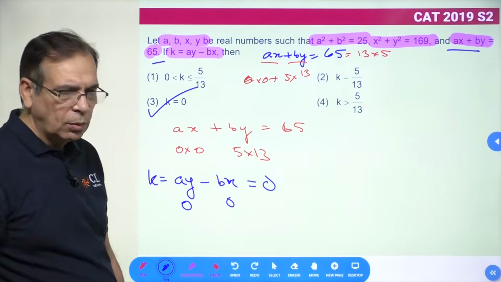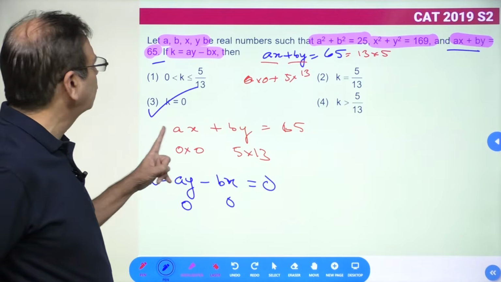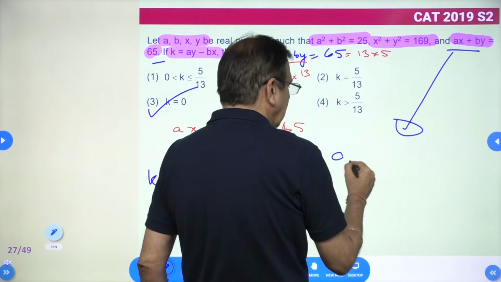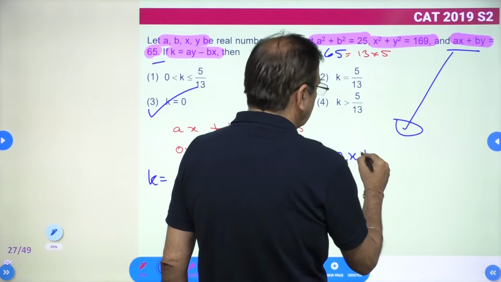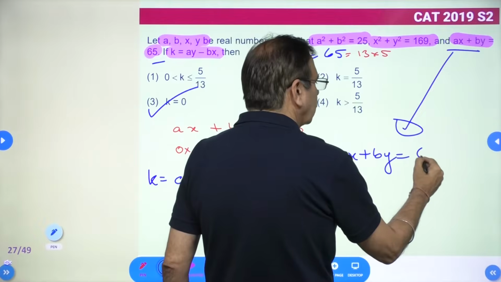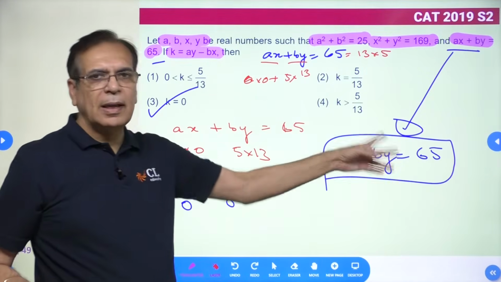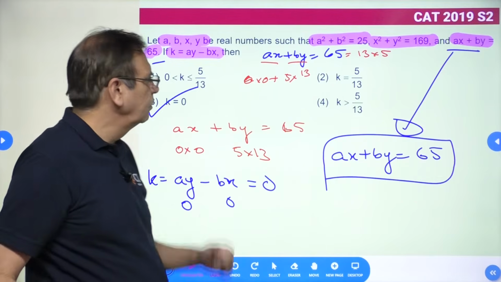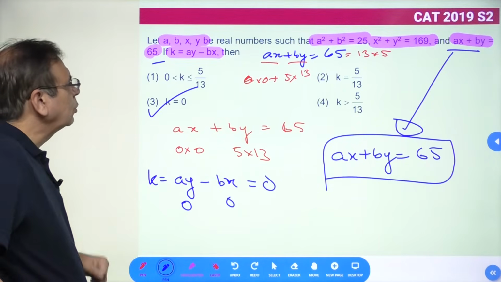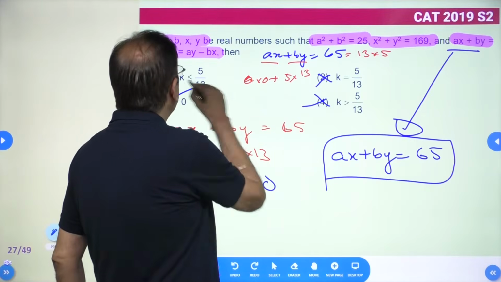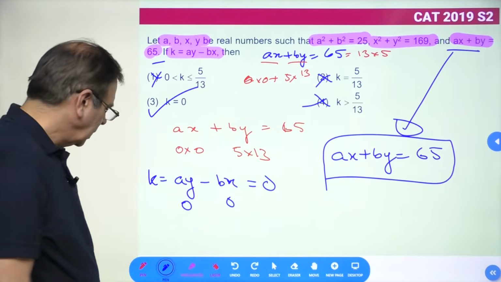K has to be equal to 0. So there is a kind of a hit and trial, but the critical thing to remember is this is the constraint that I have, that ax plus by is equal to 65 is the constraint I have, and however many cases you make, you have to run those cases through this one. Okay. Now k equal to 0 is there. Because the moment you say k equal to 0, this cannot be the answer, this cannot be the answer, this cannot be the answer, this has to be the correct answer.